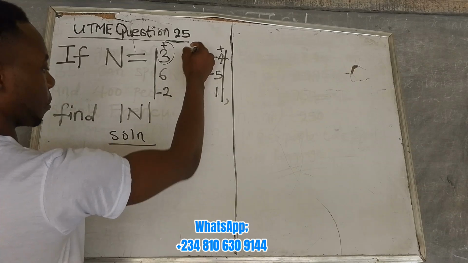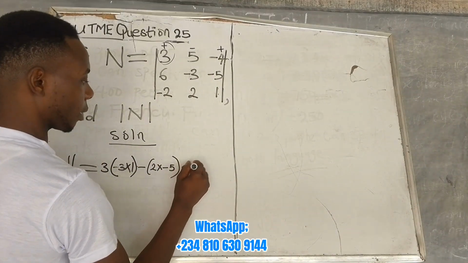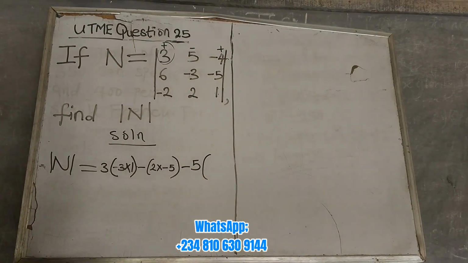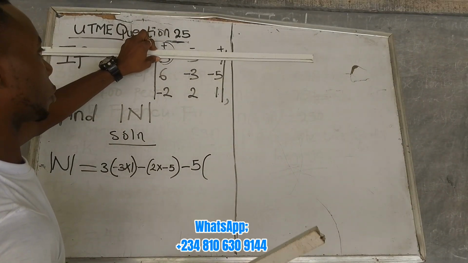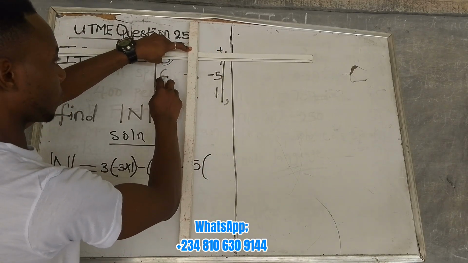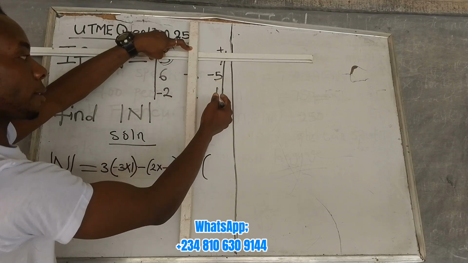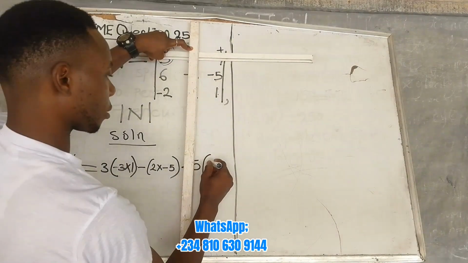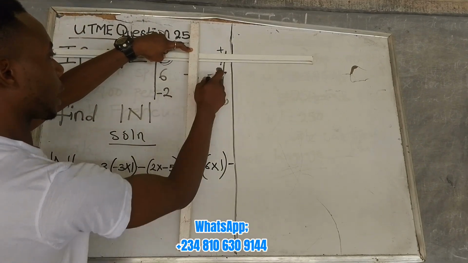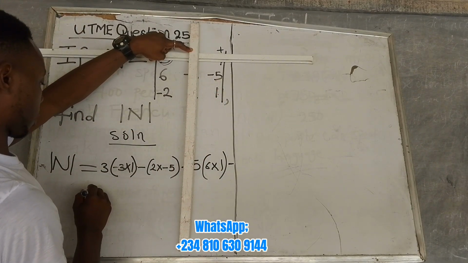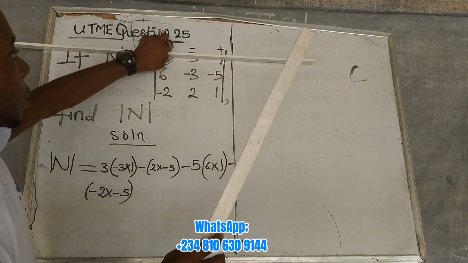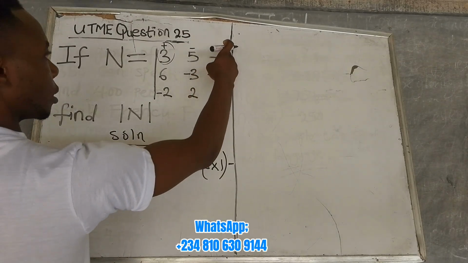And the next thing is minus 5. Write minus 5. Open bracket. Then you cover the row where the 5 is located and then the column where it is located. So what you have left is 6, minus 2, minus 5 and then 1. So 6 times 1 minus 2 times minus 5. Right? And the next one is this.